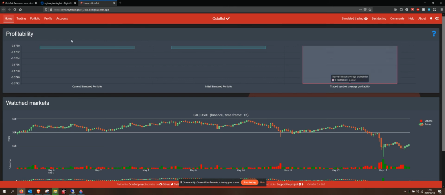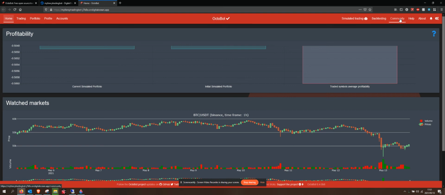Don't worry too much about it. At the moment, it shows my profitability is 0.57% and my traded symbols is 0.577%. I'm not going to worry too much about that because I'm currently in a simulated trading mode. That's just if I were to be trading on Bitcoin USDT, because that's what it's busy watching. Then the market would have made a 0.45% loss. At the moment, it doesn't actually show me that I would have made slightly less loss than that.